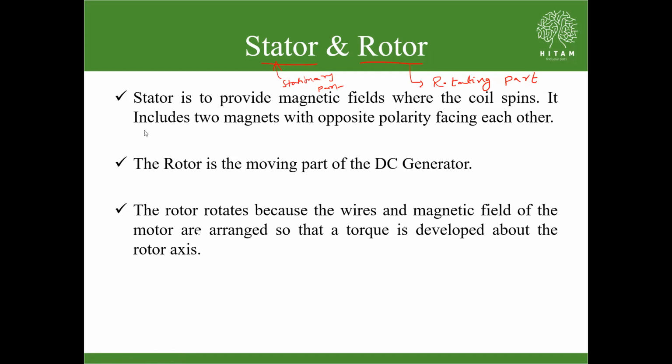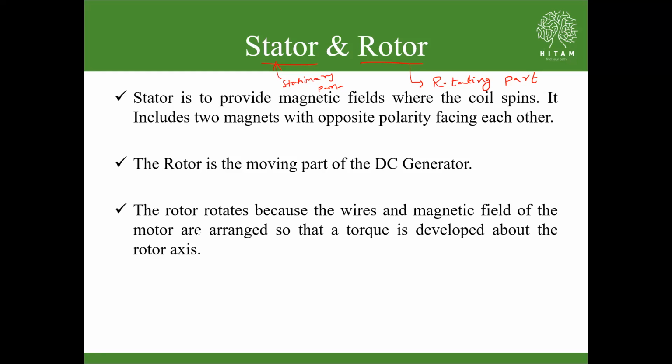Right. So here what we learned: the stator, which is a stationary part, provides the magnetic field where the coil can spin. The coil that is going to rotate should be placed in a magnetic field, and that provision is done by the stator part. That means the stator includes magnets with opposite polarity facing each other, that is, a north and a south.